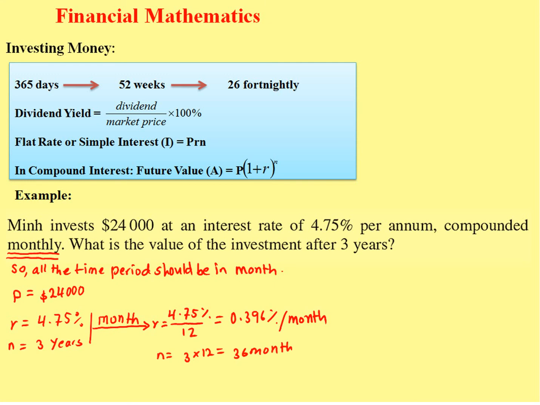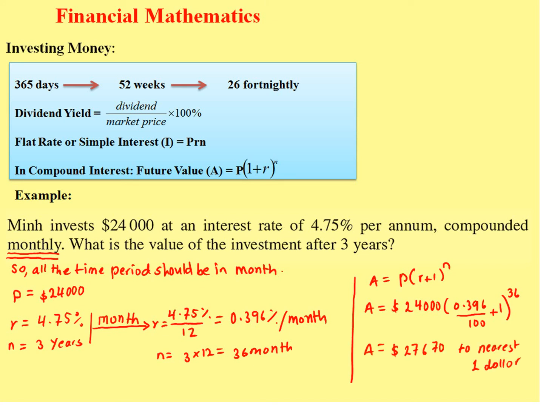Now we have everything in month, we can substitute back in the formula, which is 24,000, the principal, times 1 plus 0.396 divided by 100, because that was a percentage, we change it into decimal, we're adding the 1 as in the formula, to the power of 36, and we get 27,670 to the nearest $1.